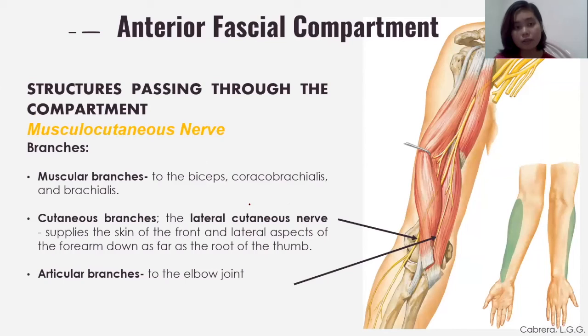For the first structure passing through the compartment, again, we have the musculocutaneous nerve. Ito po ang musculocutaneous nerve and it has 3 branches. First, we have the muscular branches to the biceps, the coracobrachialis, and the brachialis muscle. Second is the cutaneous branches, specifically the lateral cutaneous nerve, which supplies the skin of the front and lateral aspects of the forearm down as far as the root of the thumb. Ito po yung lateral cutaneous nerve. And lastly is the articular branches to the elbow joint. Ito po yung articular branches.